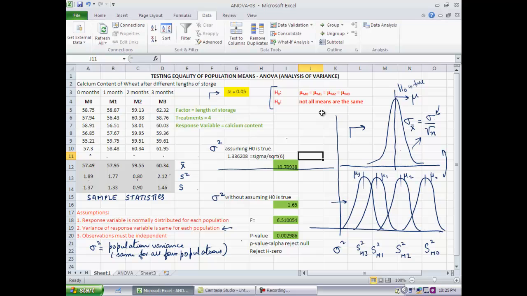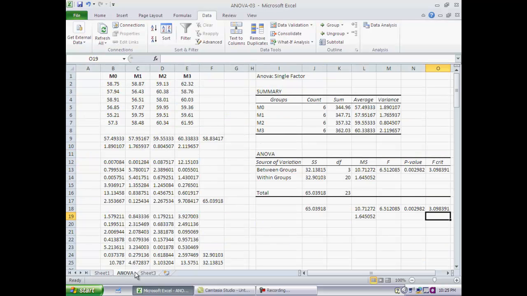So the factor length of storage does in fact have a significant impact on the response variable, which is the calcium content. So this is your ANOVA analysis. This is actually how you would do it in Excel, and you would not do any of these manual calculations, but I have done them just so you know where all the Excel output comes from, what it physically represents. You must be able to give a physical interpretation for each and every number that you see in the ANOVA output.